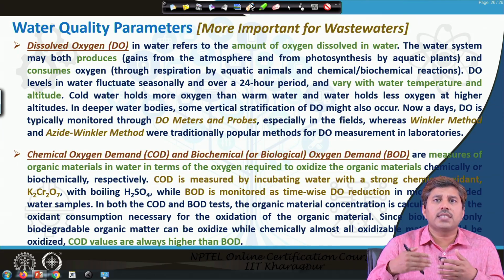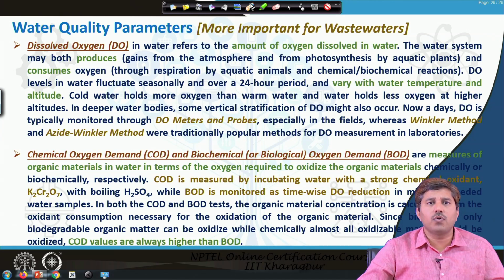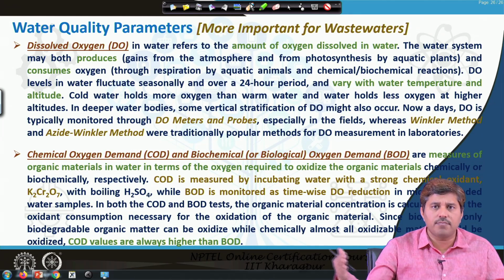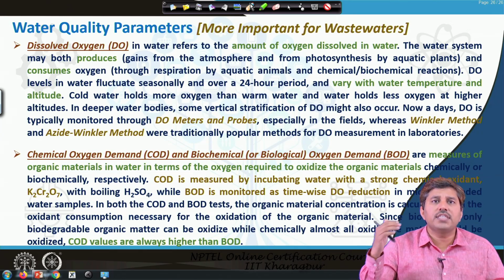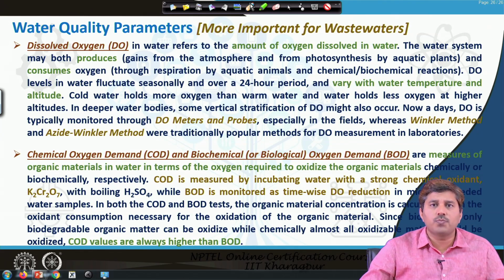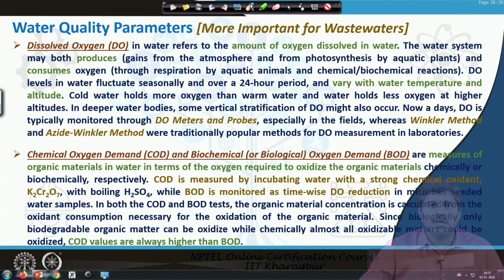Similarly, water at higher altitudes will hold less oxygen as opposed to water at lower altitudes. If the water bodies are shallow, there is not much vertical stratification, and the oxygen level varies along the length of the river, but in deep water bodies we may have vertical stratification in DO as well. DO is typically measured through DO meters and probes, whereas traditionally the Winkler method or Azide-Winkler method has been the popular method for DO measurement in the labs.